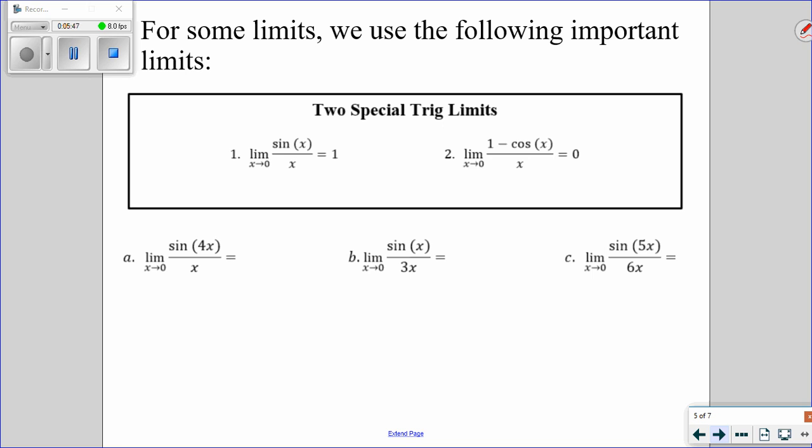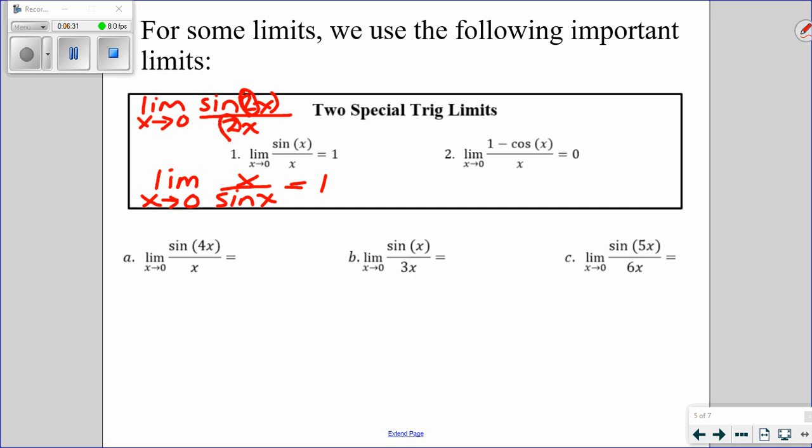And then the second one is the limit as x approaches 0 of (1 minus cosine x) divided by x equals 0. Now, let me talk a little bit about these because you can actually manipulate these even. This first limit will work if it's the reciprocal. So the limit as x approaches 0 of x over sine of x also equals 1. And it will also work if, let's say, it's the limit as x approaches 0 of sine of 2x over 2x. So as long as these numbers are the same, then you can use this identity. This would also equal 1.